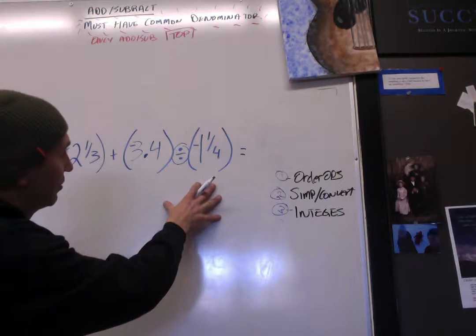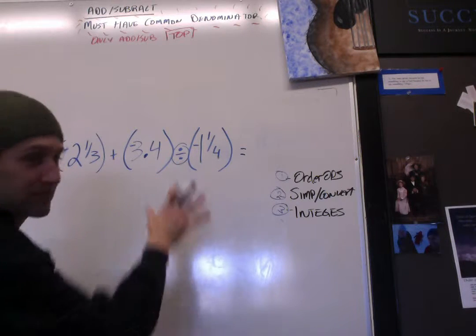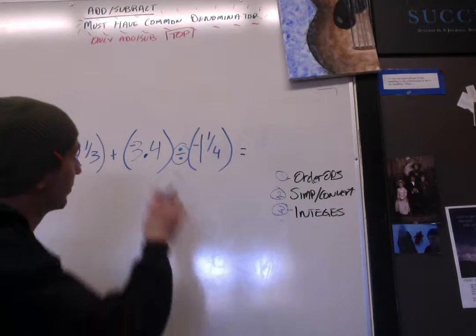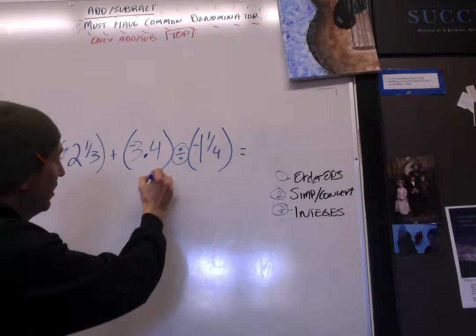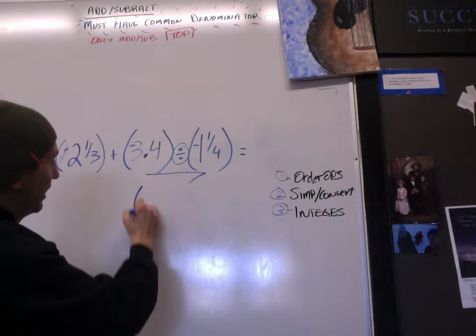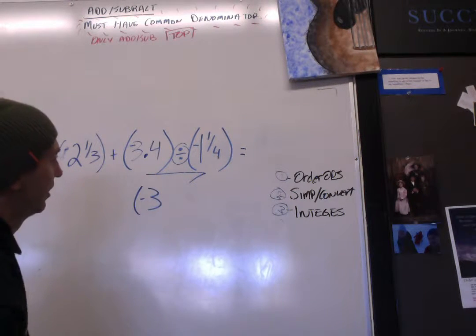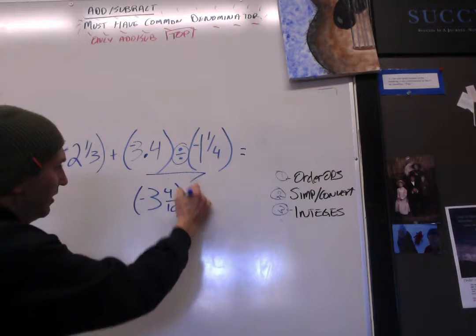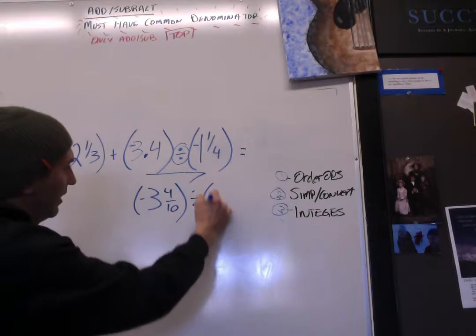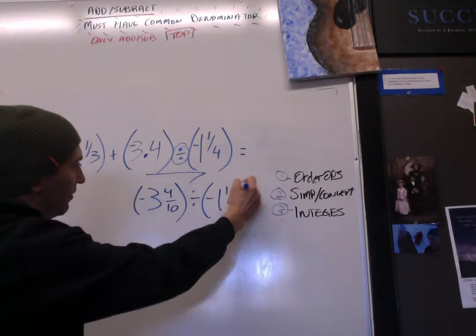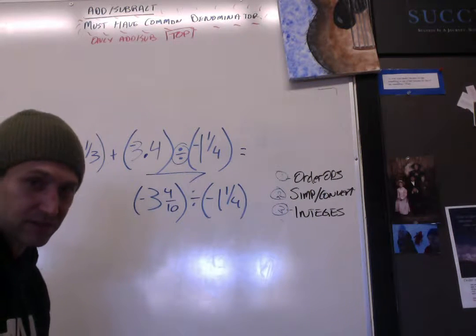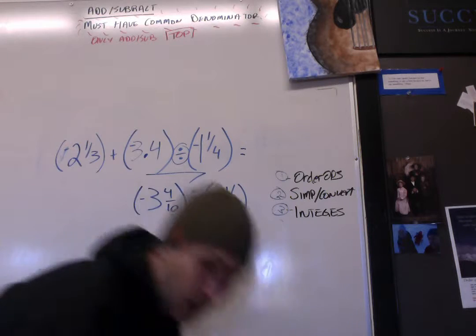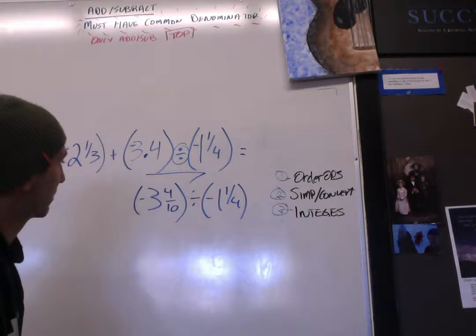So the first thing I need to do a division is I need these to be in the same format. Right now I need to convert 3.4 into a fraction. So how's that going to look? I'm going to keep my negative 3. 4 is in the 10th spot, so that's going to be 4 over 10 divided by negative 1 1/4. Okay, at least they're both in fractions now.